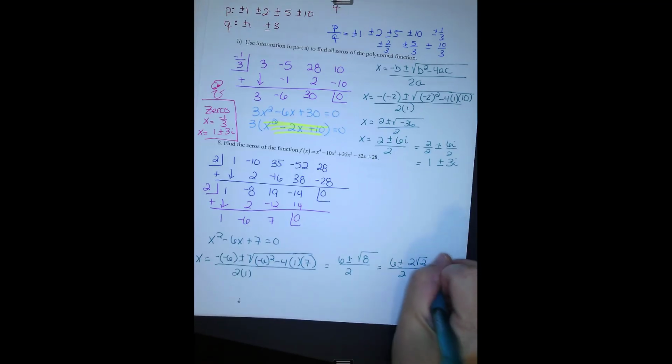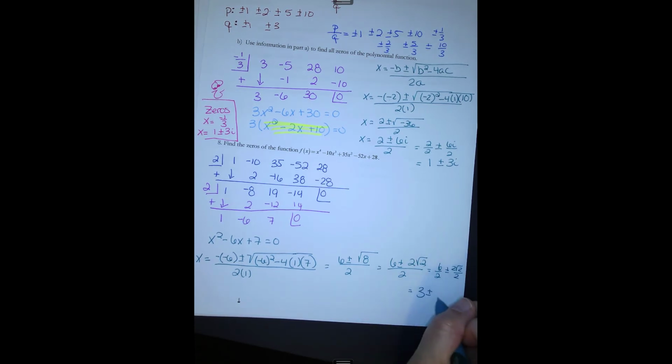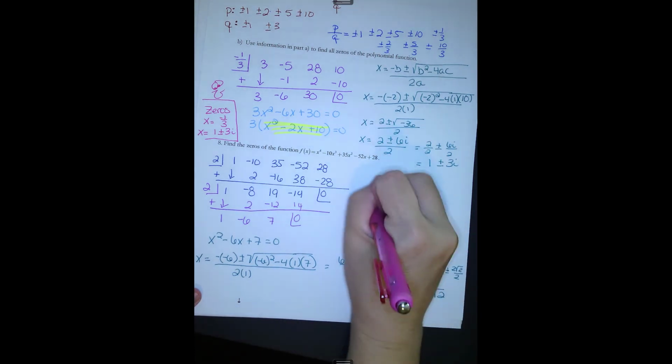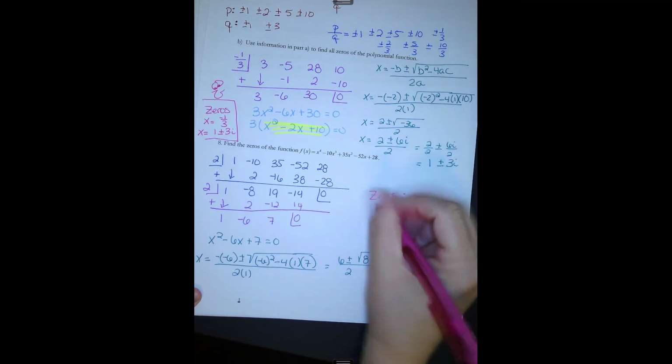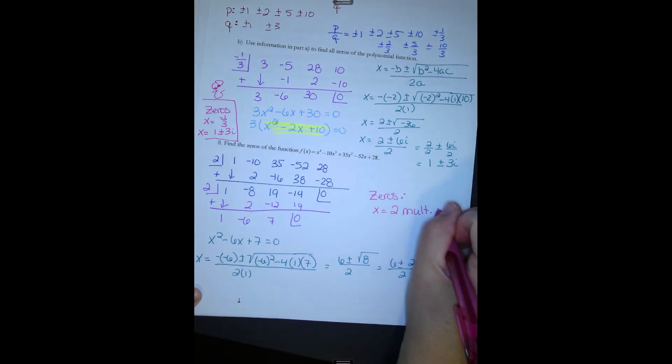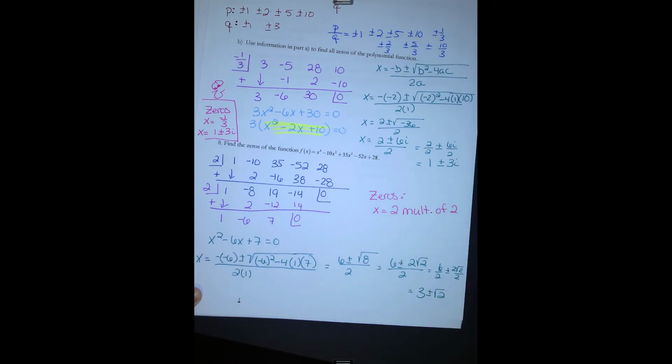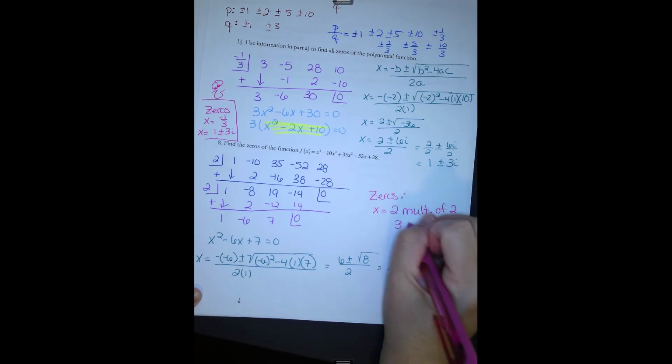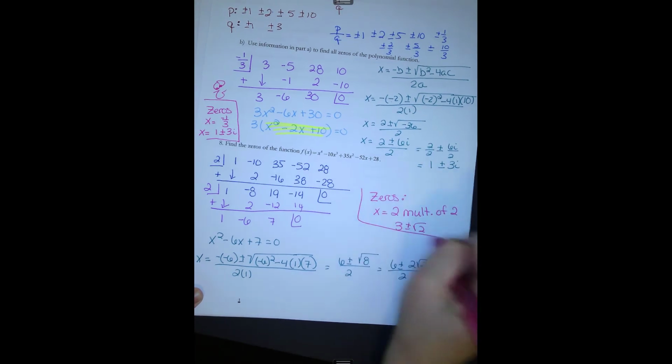And don't forget to kind of split your terms up. So 6 over 2 plus or minus 2 square root of 2 over 2. So 3 plus or minus the square root of 2. And then remember we are wanting our zeros. So we know x equals 2, but since it appears twice, it has a multiplicity of 2. And then we have 3 plus or minus the square root of 2.